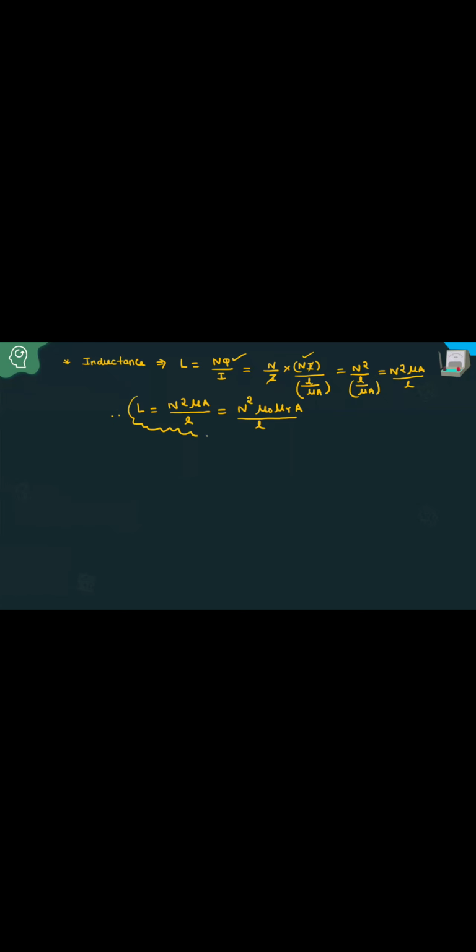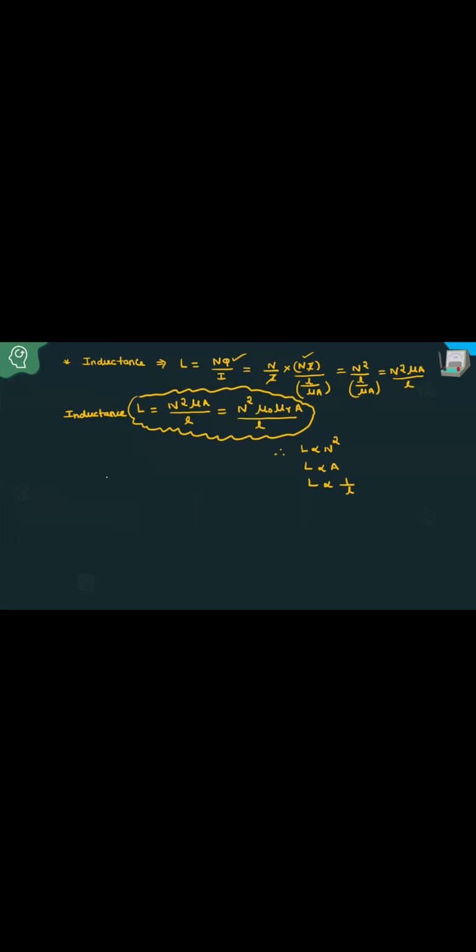This inductance is the self-inductance of a coil. Then what is the observation here, friends? During design, the inductance is proportional to N square. The inductance is proportional to the area of the core or coil. The inductance is inversely proportional to the length. L is proportional to N square, L is proportional to A, then L is proportional to 1 by l.